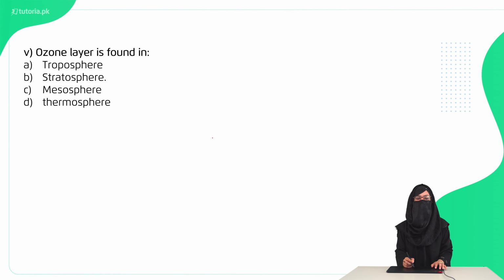Question 5: the ozone layer is found in the troposphere, stratosphere, mesosphere, or thermosphere. The right option is option B, stratosphere.